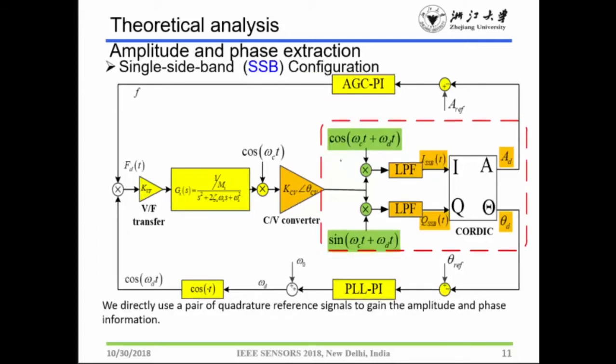And for the SSB algorithm, only one step of demodulation is needed. We directly use the information of one of the sidebands and demodulate it with a pair of quadrature reference signals. We use the high frequency omega c plus omega d, so we can directly acquire the amplitude and phase information.